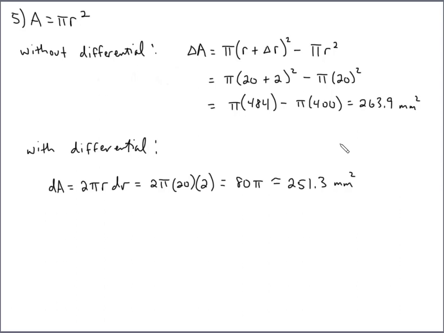The reason the error here is not that great is because this delta value is relatively large. Usually we consider this delta value to be fairly small, like 0.1 or something like that. But anyway, this is with the differential, that's what the problem is asking for.